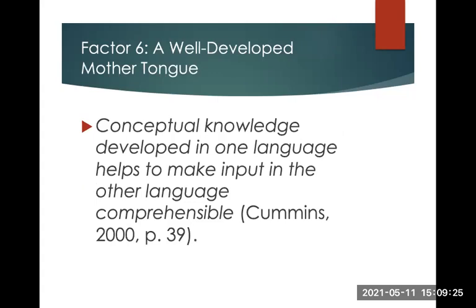The sixth factor is having a well-developed mother tongue. It's very important for students to continue to develop their first language. Now, if you don't share the first language with the student, one of the things you want to do is encourage parents at home to use the first language and to discuss the first language, and give the students opportunities to read, write, and engage with family members or older family members and use their first language, because that supports the acquisition and learning of the second language.